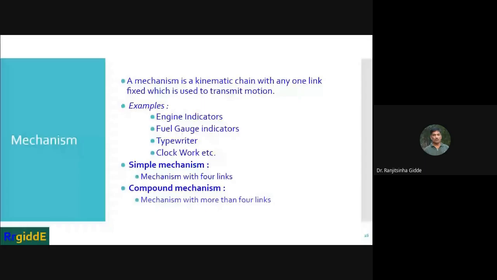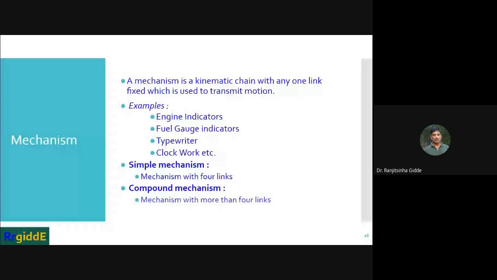So what is simple mechanism? A mechanism with four links is nothing but the simple mechanism. And a mechanism having more than four links is called a compound mechanism.